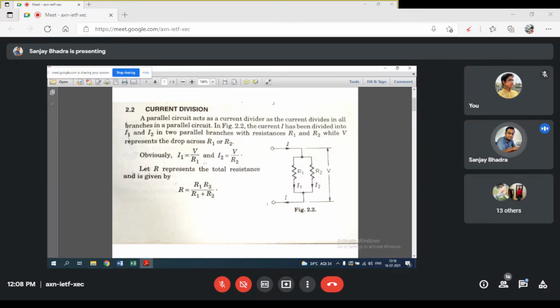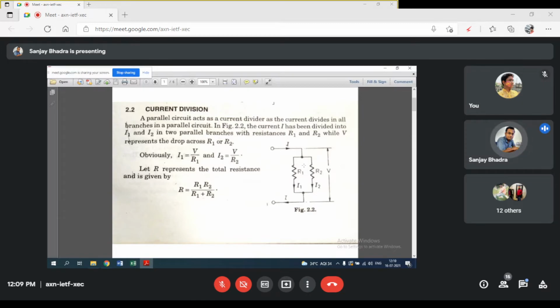I1 is nothing but V divided by the corresponding resistance, where V is the total voltage across the terminals. Let's say these are my two terminal ends, and capital V is the voltage across these two terminals. Since there is only one voltage source and a parallel combination, each branch current flows across this same voltage. That is why the value of the branch current is the voltage divided by the corresponding resistance. The same is done for I2: the voltage divided by the corresponding resistance.